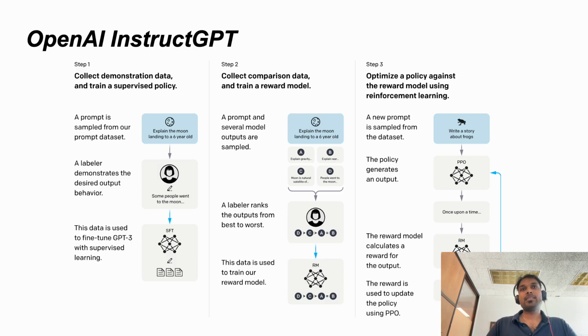We will look at all three stages, but as a start, we'll begin with the first step of instruction tuning, of supervised learning, and how we collect data for it.